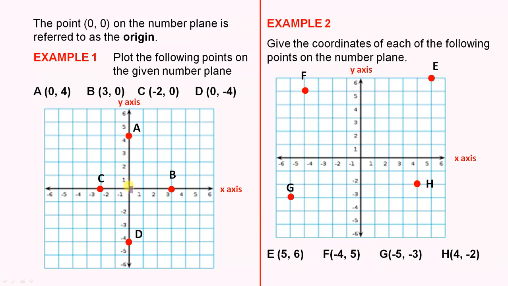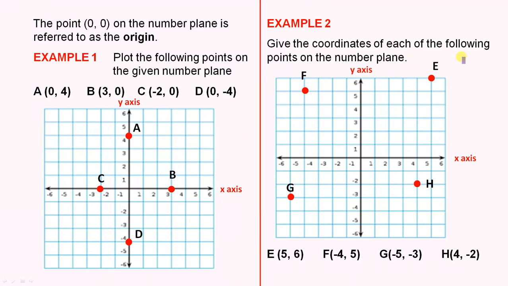Number B is 3, 0. Start there. 3, 0 means we go 3 to the right and 0 up or down. Number C is -2, 0, which means we go 2 to the left and then we stay there. So there's -2, 0. And number D is 0, -4. 0 means we don't go right or left, and there's -4, so there's 0, -4.